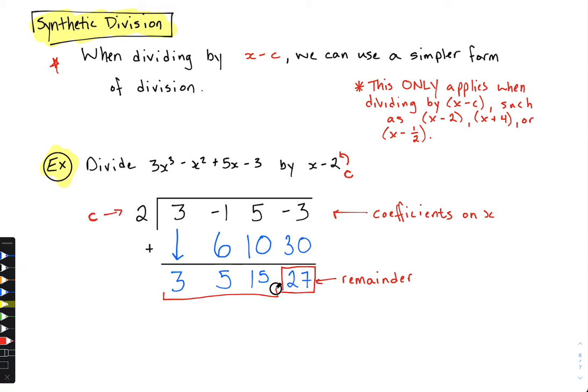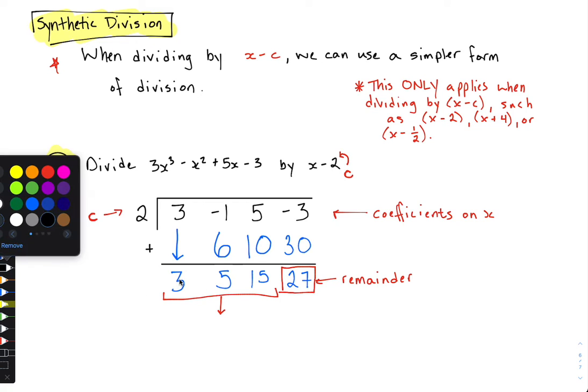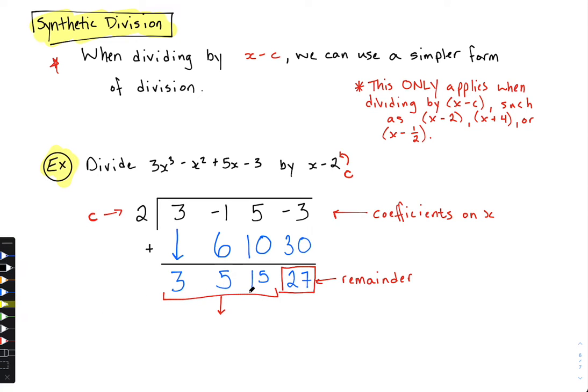These 3 numbers are the coefficients on our answer. So we translate this into an answer. So where does this go? Our answer becomes, well, I've got 3, 5, and 15. Is it 3x squared, 3x to the 8th, 3x, just 3? How do we figure that out?